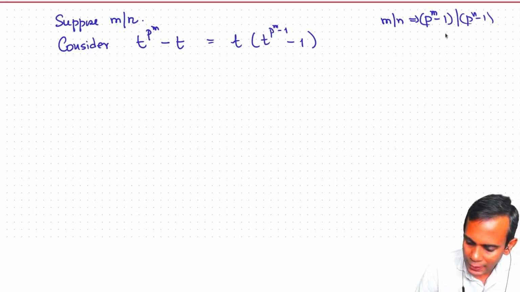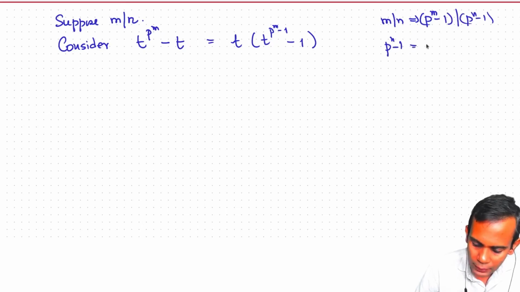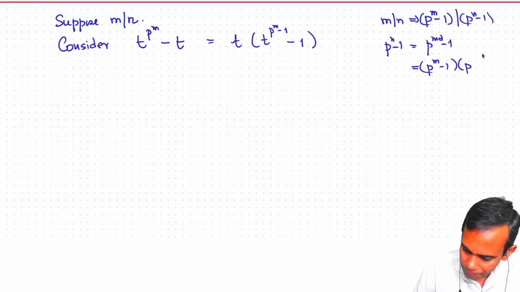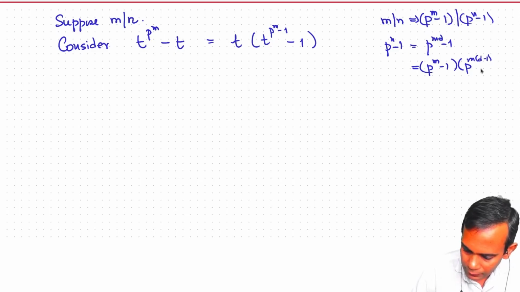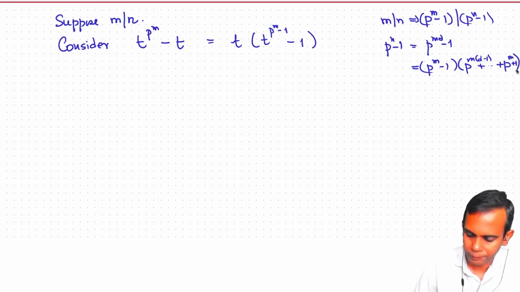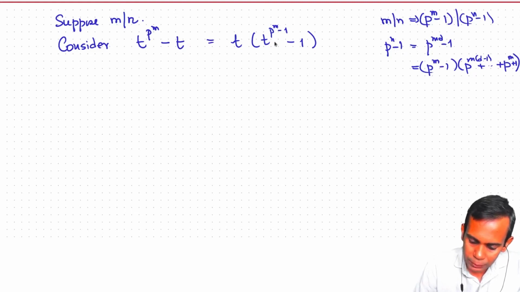Why is that? Suppose n is m times d, then p to the n minus 1 is p to the md minus 1, which I can write as p to the m minus 1 times p to the m times d minus 1, plus p to the m times d minus 2, plus dot dot dot, a geometric series, plus p to the power m, plus 1. So we have this factorization, and therefore p to the power m minus 1 divides p to the power n minus 1.